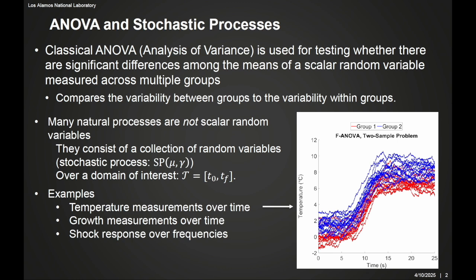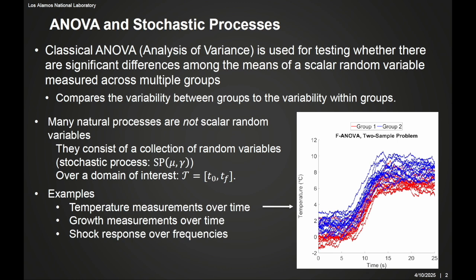Unfortunately, many natural processes are not scalar random variables. Some of them may consist of a collection of random variables known as stochastic processes, denoted as SP. And it's generally over some type of domain of interest, denoted as capital script T here. It doesn't have to be time. I often work in frequency domains, so autospectral densities, could be shock response, mechanical shock and vibration. But for most applications, time's easy to kind of wrap our heads around.